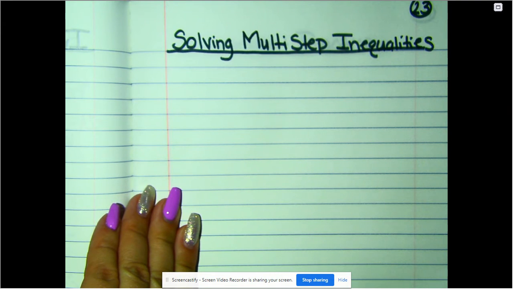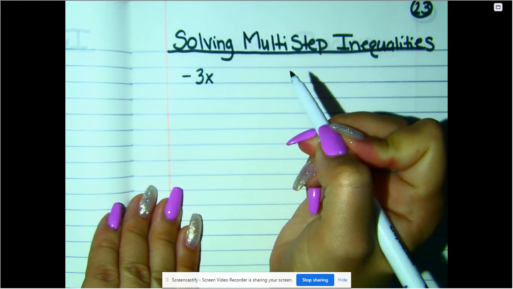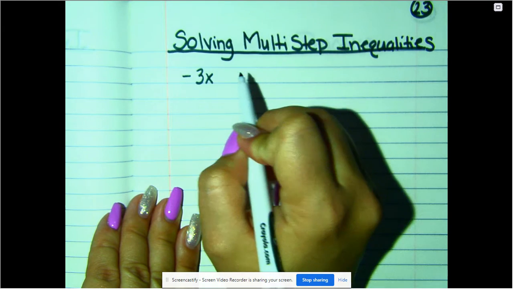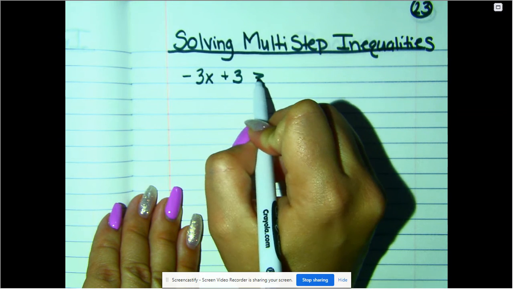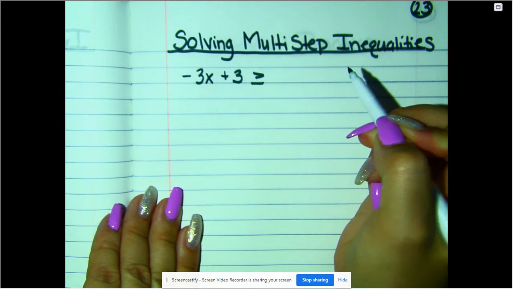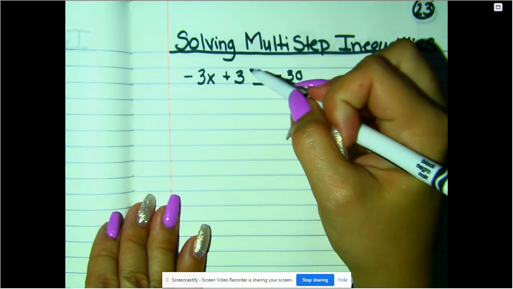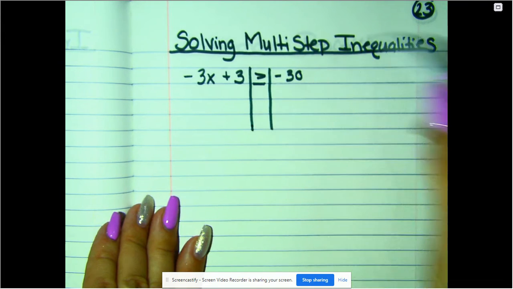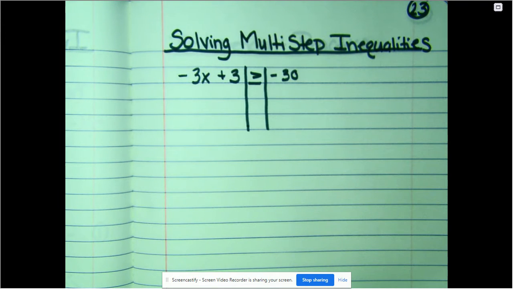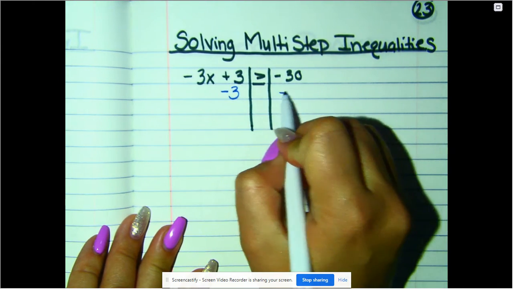Okay, so the first one that I'm going to do is negative 3x plus 3 is greater than or equal to negative 30. First let's just treat this like we would an equal sign. So let's put our barrier around our inequality sign and do the steps that we see. First we need to undo addition or subtraction. In this case, we're adding, so we're going to subtract 3 on both sides.